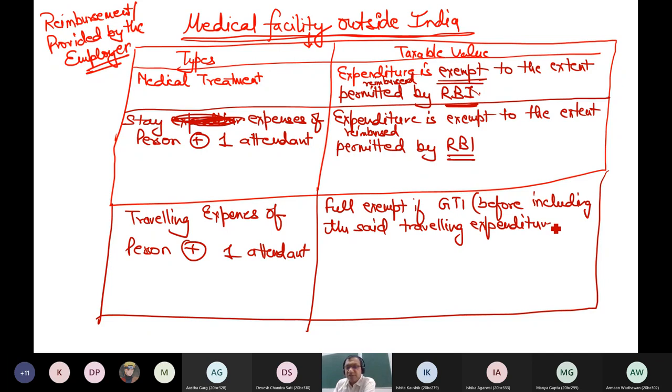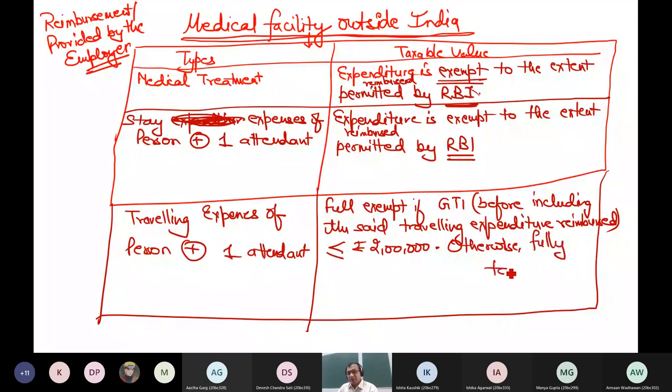This traveling expenditure which has been reimbursed, you do not include it, because this is what we have to take a decision on. We have to take a decision whether this amount is taxable or not. So why should we include it? So in the working note, I will compute gross total income before including this said traveling expenditure reimbursed. If that gross total income does not exceed rupees 2 lakh, then this traveling expenditure reimbursed is fully exempt, otherwise fully taxable.